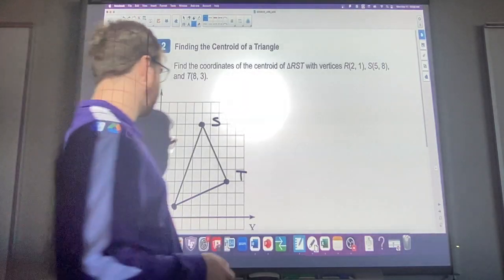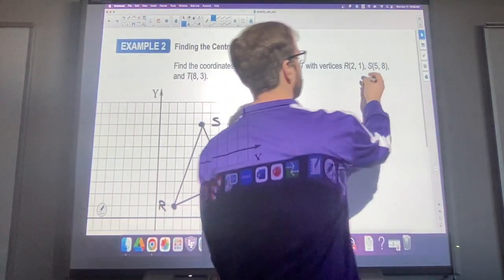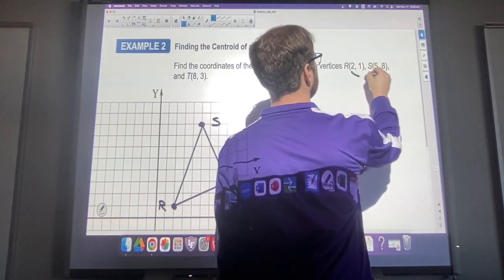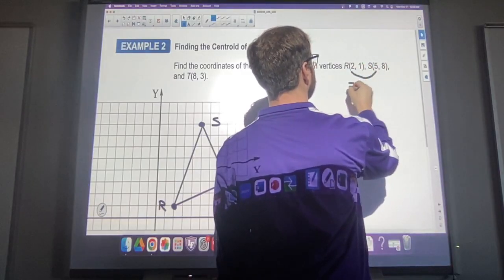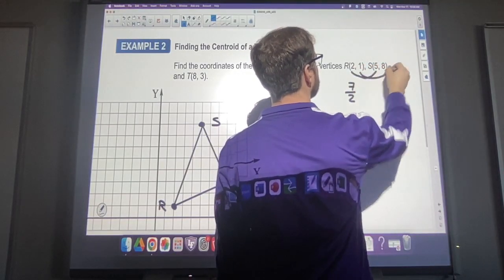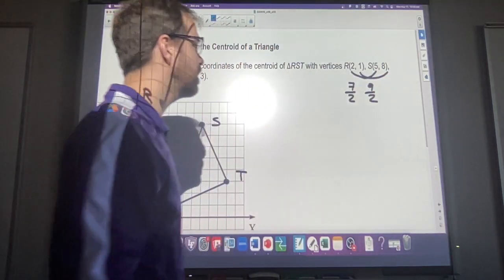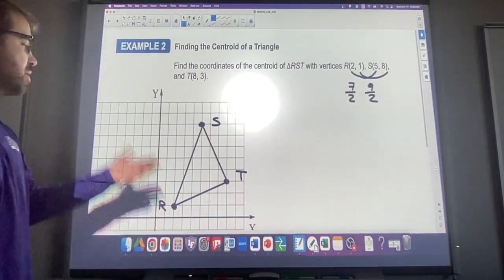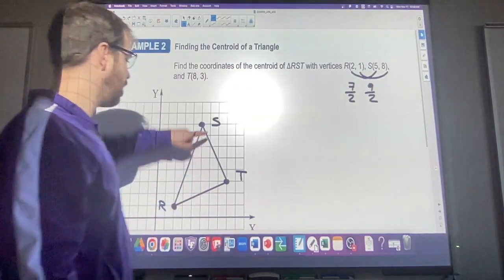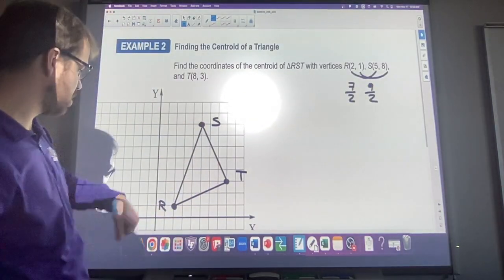Okay, so there's more than one way to find the midpoint, right? So if you're finding the midpoint from R to S, you could add the x values together and divide by 2. So that's 7 over 2. This is 9 over 2. And you could just as easily find the midpoint that way. Or you can count the spaces.